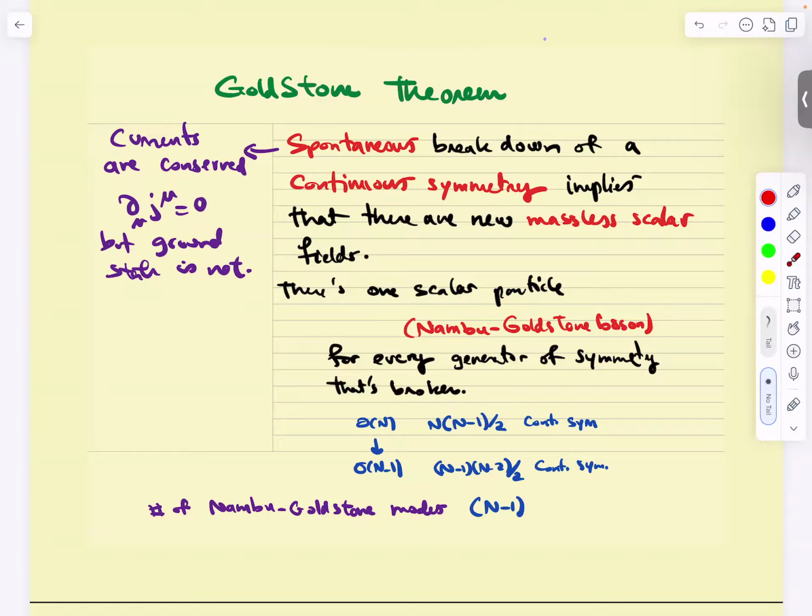Sorry, I misspoke. For every broken symmetry. So if you start with O(N), how many generators does O(N) have? N times (N minus 1) over 2. You break it down to O(N minus 1). That has (N minus 1) times (N minus 2) over 2. The number of broken generators is N minus 1. For each broken generator, you get a massless mode. They're called Nambu-Goldstone bosons.